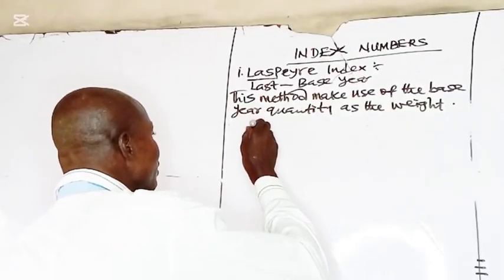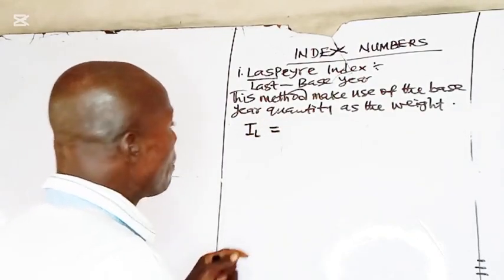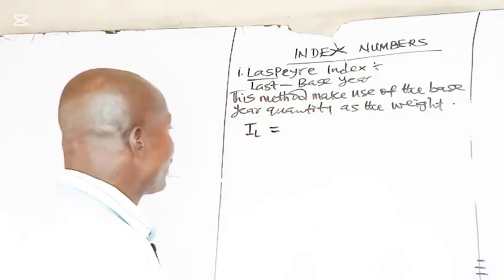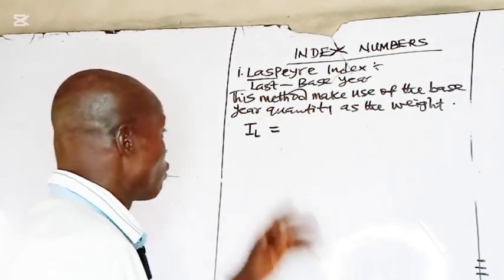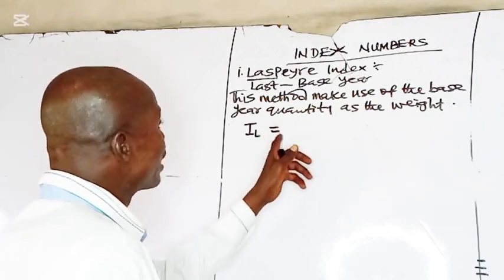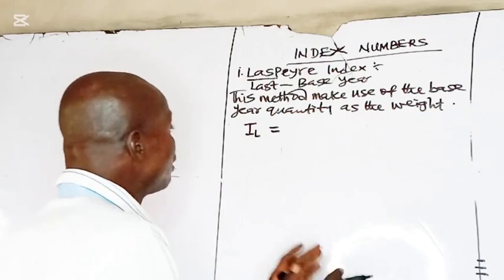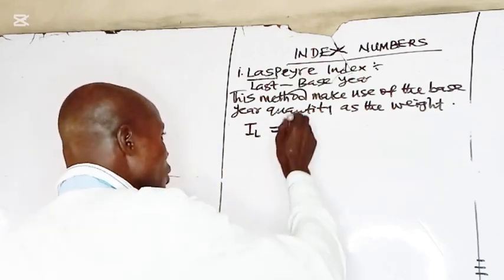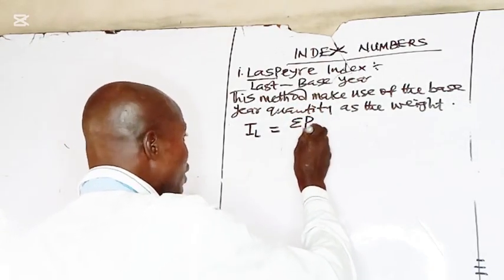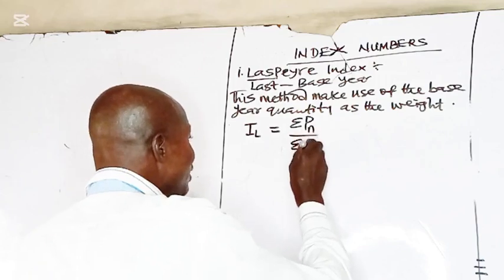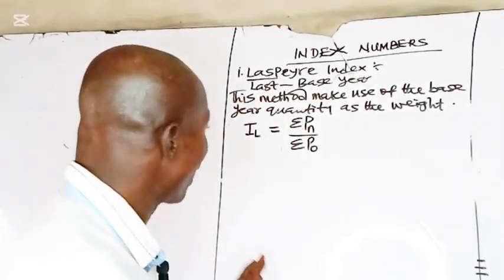Laspeyres index equals to, remember we have examined the simple price index. We said it is the simple aggregative price index. Remember we are examining weighted aggregative. The word aggregative or aggregate means total, which is sum of price of the current year over sum of price of the base year. This is the simple aggregative price index.